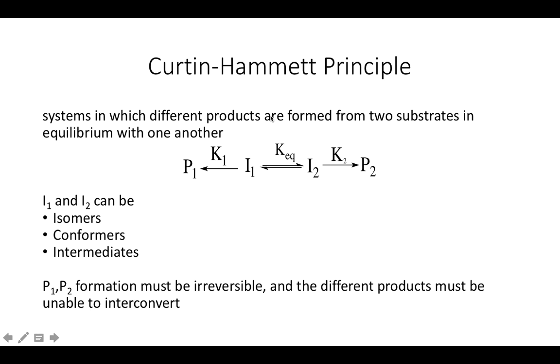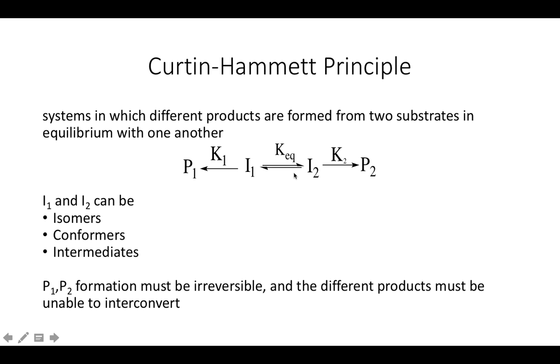Hi, in this video I will describe the Curtin-Hammett principle and its applications in diastereoselectivity in reactions. The Curtin-Hammett principle is applicable to a system in which different products are formed from two different intermediates, but at the same time these two intermediates should be in equilibrium with each other.